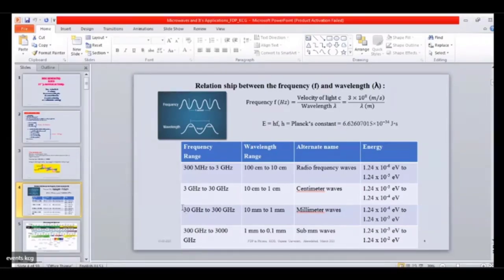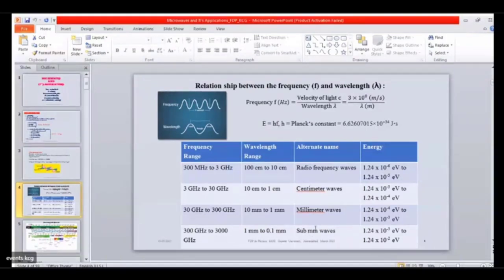And if we go beyond this, then it is 30 gigahertz to 300 gigahertz. Here, if you calculate the wavelength, it becomes 10 millimeter to 1 millimeter. And since this wavelength is of the order of millimeters, the alternate name of this range of frequency is millimeter waves. If we go beyond 300 gigahertz, then we enter into the submillimeter range. The wavelength range is from 1 millimeter to 0.1 millimeter, and these waves are called submillimeter waves.